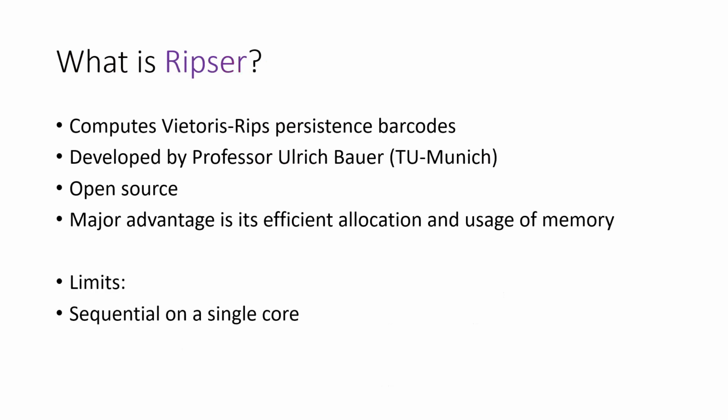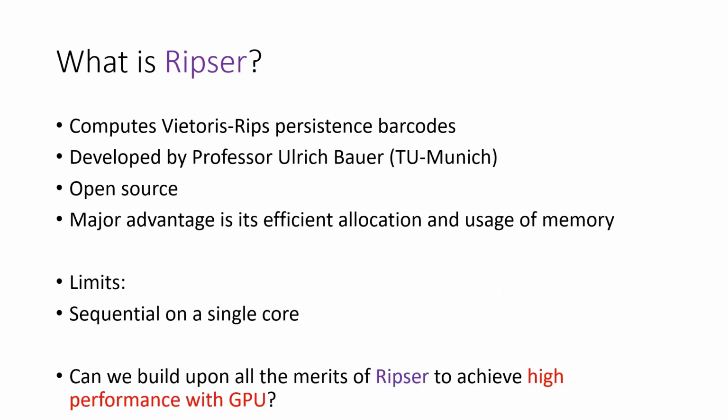Its limits are that it's sequential on a single core and it does not fully utilize all properties of Vietoris-Rips persistent barcode computation. So we asked the question, can we build upon the merits of Ripser to achieve even better performance with GPU?